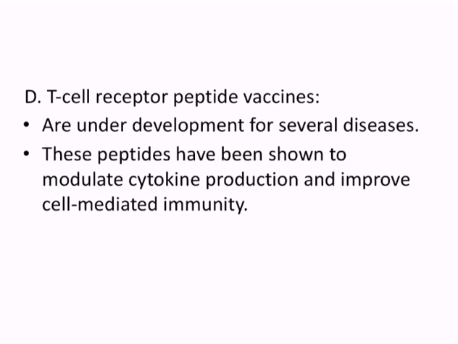النوع الرابع من الاكسبيرمنتال فاكسين اللي هو T-cell receptor peptide vaccine ده under development for several diseases. These peptides have been shown to modulate cytokine production، بالتالي تعمل لنا improvement للسيل mediated immunity. Thank you very much for your attention.